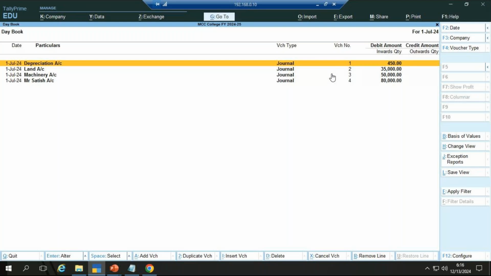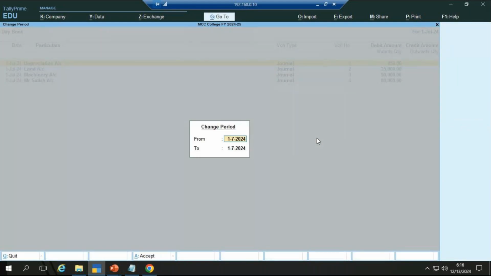Fine. So you can see here it is showing only the transactions related to 1st July. If you want all the transactions, you can use Alt F2 to change the period. So I'm pressing Alt F2. Change the period. So I'm changing the period here.